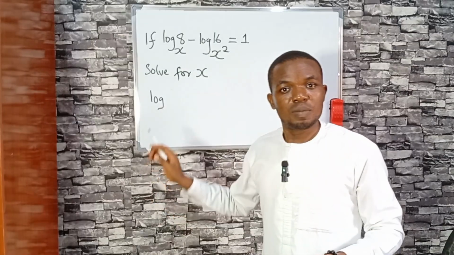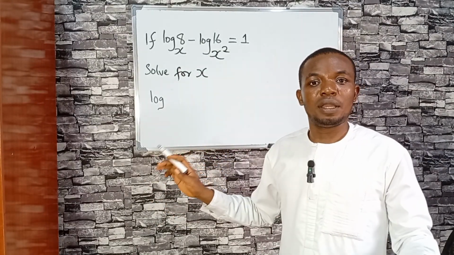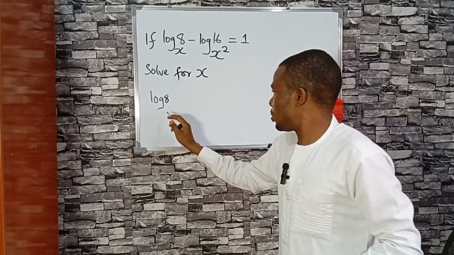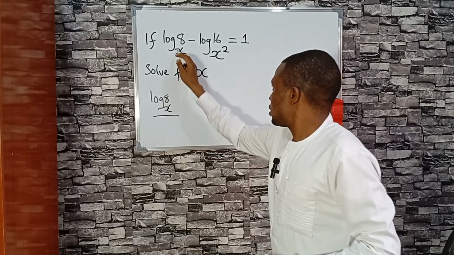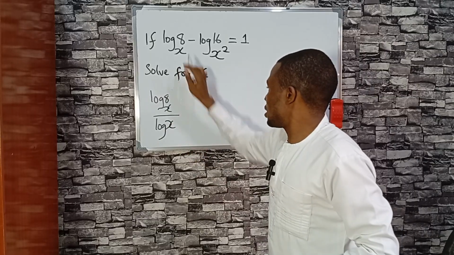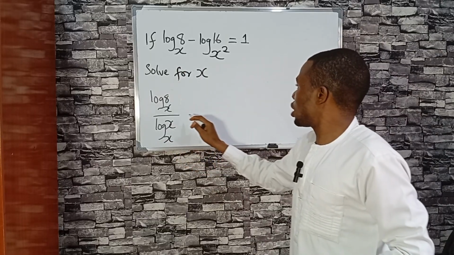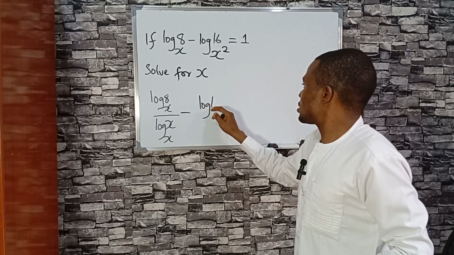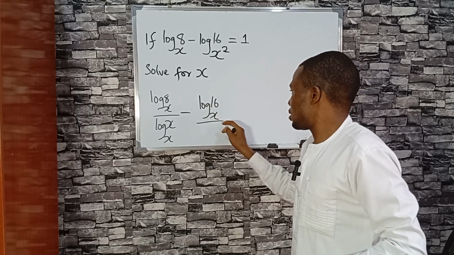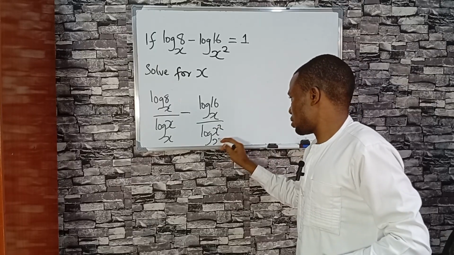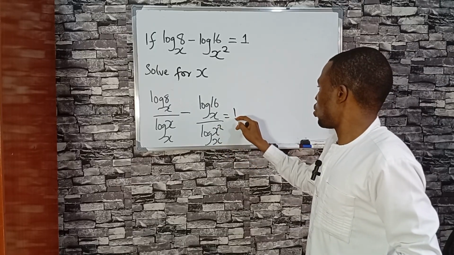I choose to change the base to base x. You can use base 10, still okay. So I use log x base x divided by log x that is here, then the base is x. You can use base 10, you will still have the answer. Log 16 base x divided by log x squared base x equals to 1.